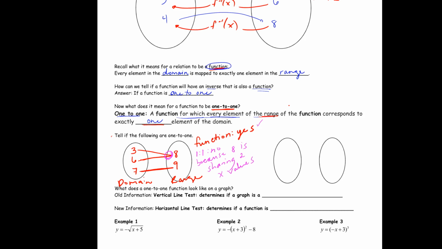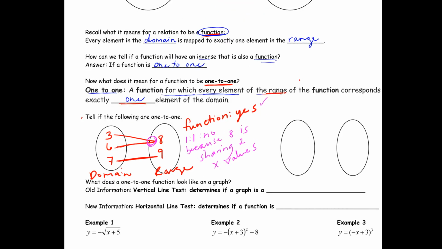Okay, then if I give you a different example, one off to the side here, like the numbers, I'll make this up, 4, 5, 6, 7, 8, 9.